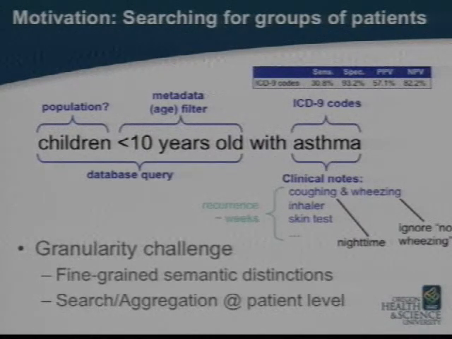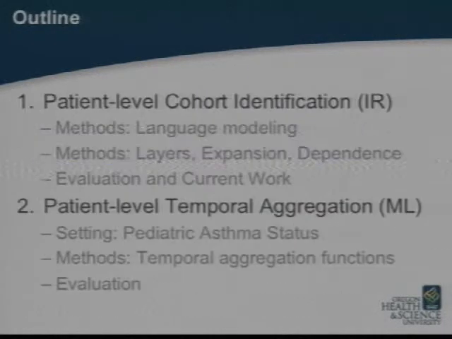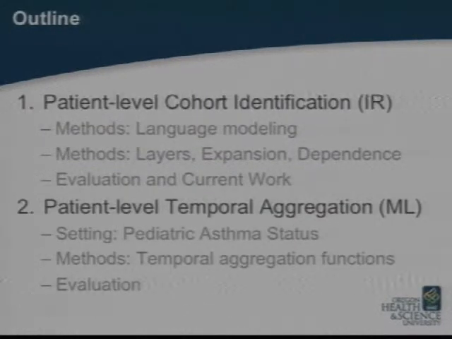Okay, so there's this granularity challenge, and for that reason, I'm going to structure this talk in 2 sections, basically. The first one is we're going to look at patient-level cohort identification, and this is an information retrieval or IR approach to the problem of searching at the patient level. And then we're going to look at a classification-based way to look at a similar problem. And we'll actually look more specifically at the problem of how you aggregate evidence from single documents up to the patient level. And that's going to be in a classification framework with hopeful applications back to the information retrieval.